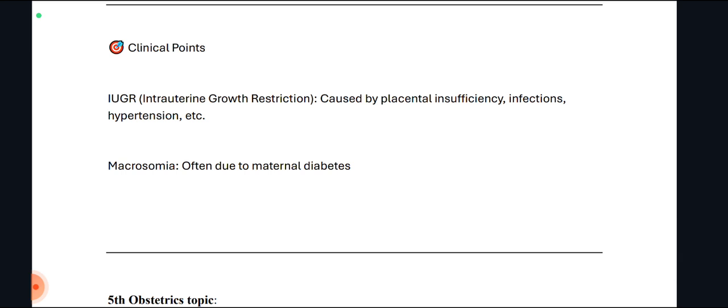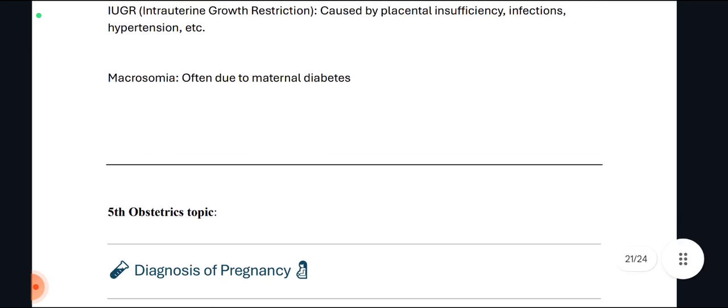IUGR, intrauterine growth restriction, is caused by placental insufficiency, infections, and hypertension, and macrosomia is there due to maternal diabetes. When the fetus has developed good weight, they are like heavy babies which are delivered.